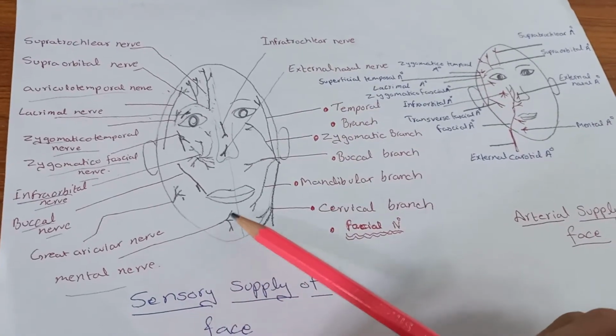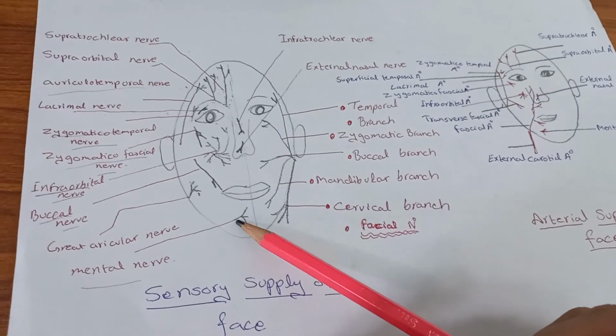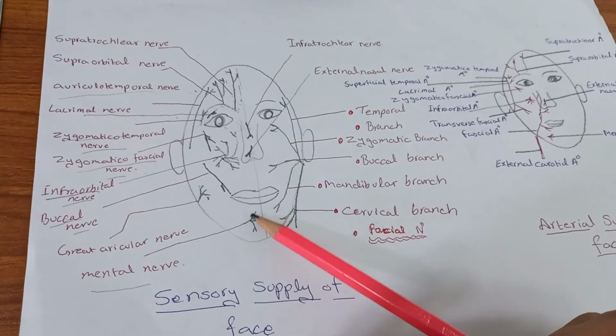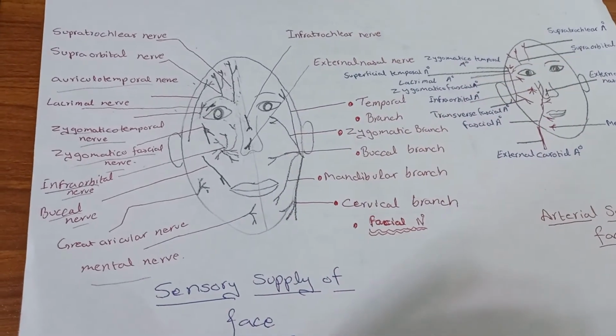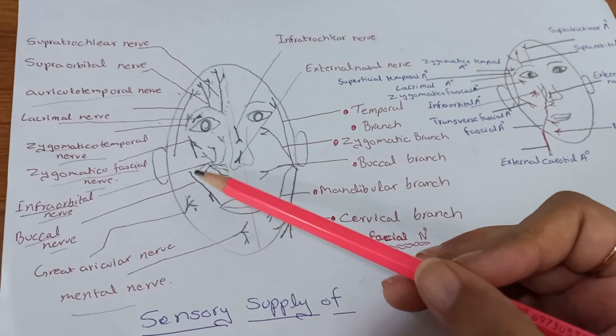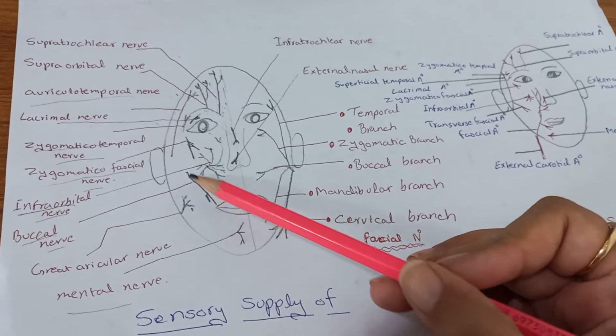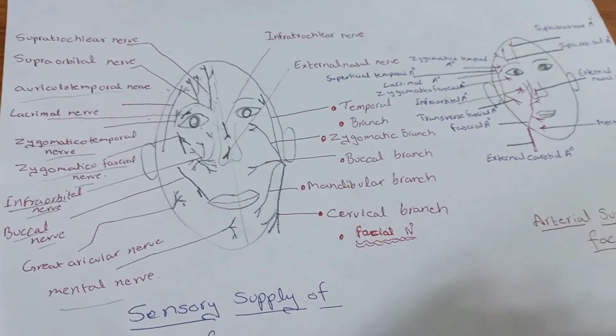The mental nerve, which is a branch of the mandibular nerve, emerges through the mental foramen, and it innervates the skin of the lower lip and central part of the chin. Then comes the buccal nerve, which is also a branch of the mandibular nerve. It emerges near the anterior border of the masseter muscle and it basically supplies the skin of the cheeks.